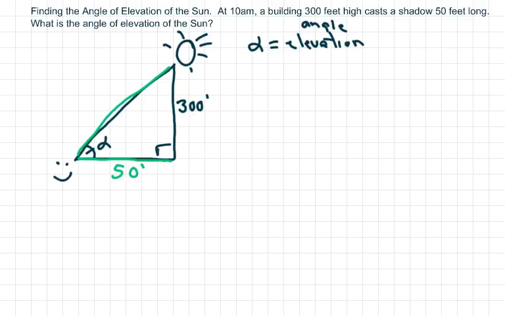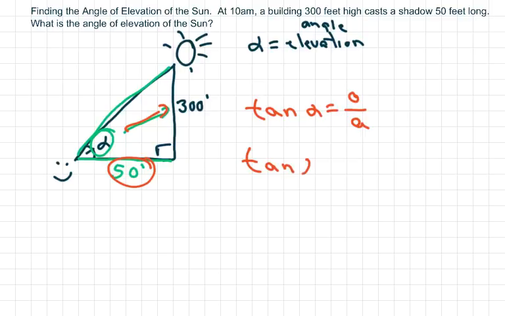And we want this angle here. So basically, we have opposite. So it's opposite over adjacent to the angle. So tan of alpha equals opposite over adjacent. Therefore, tan of alpha, opposite is 300 over 500, or 50.